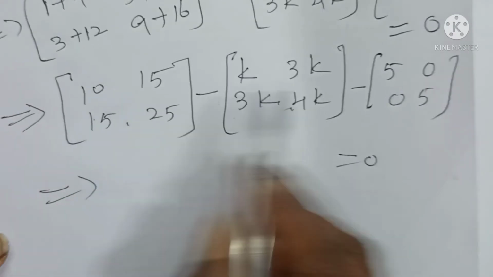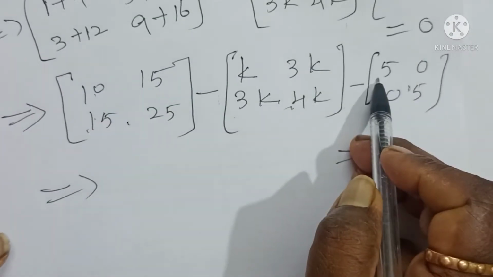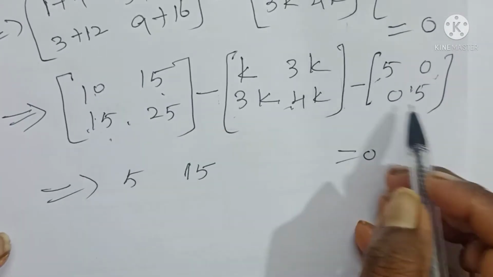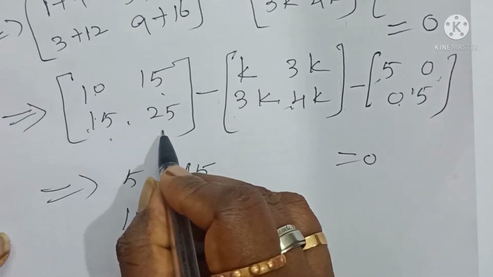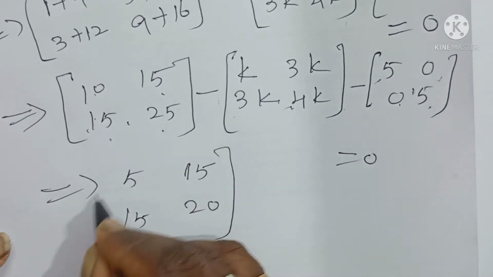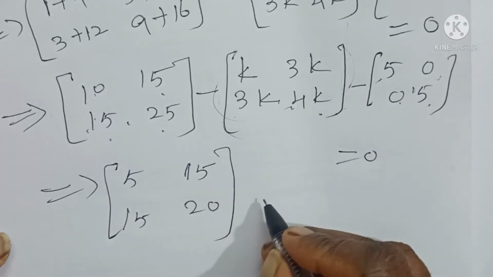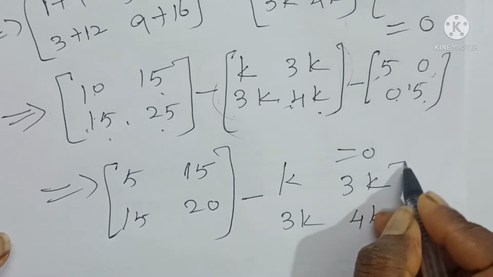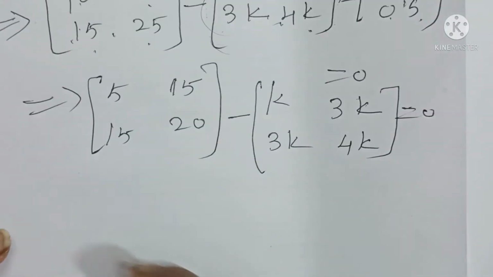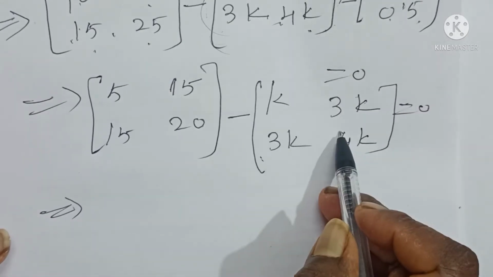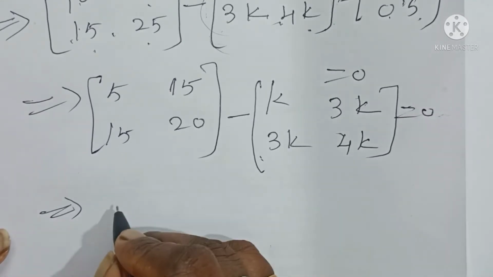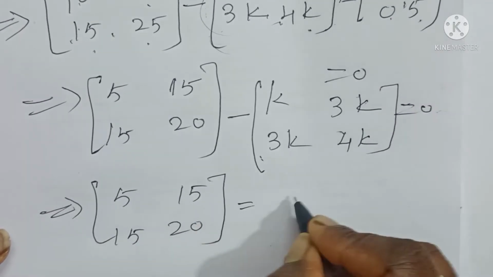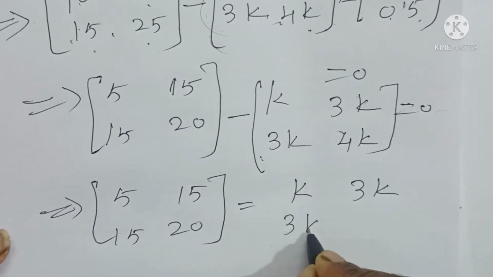You have to subtract this from this. So what is 10 minus 5? 5. What is 15 minus 0? 15. Then 15 minus 0? 15. 25 minus 5? 20. Then again you have to write this term. So [k, 3k; 3k, 4k], which is equal to 0. Then you have to take this term to the right side. So [5, 15; 15, 20] is equal to [k, 3k; 3k, 4k].